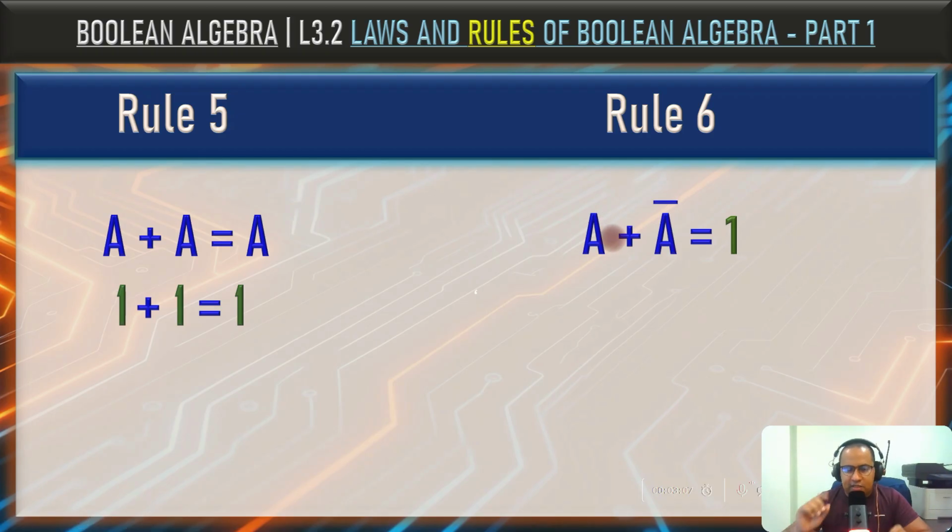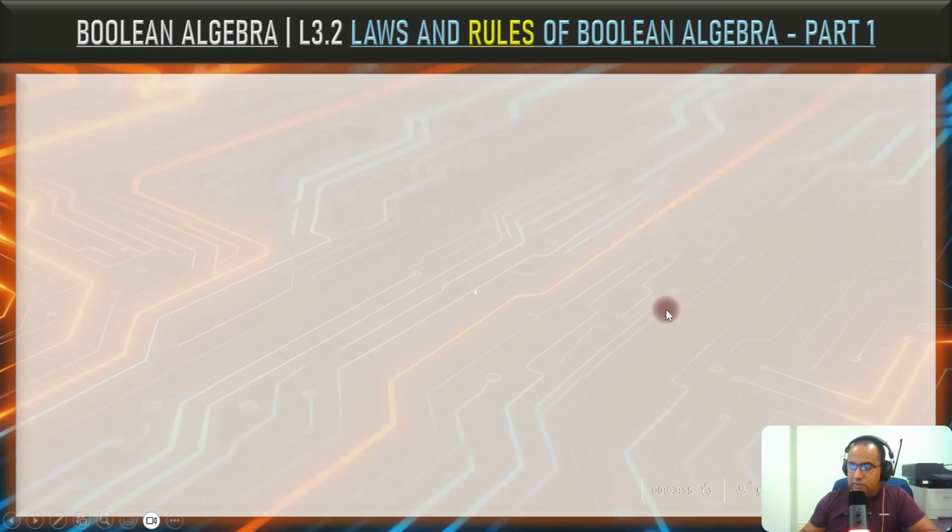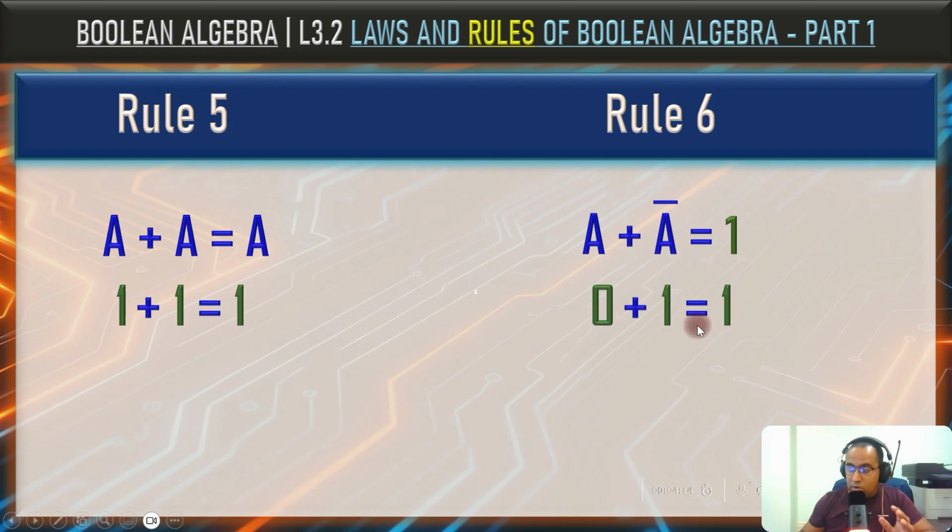Since the OR checks if at least one input is equal to 1, combining a value with its opposite will always produce 1. Let's confirm. If A is 1, plus its complement, that is 1 plus 0, is equal to 1. And if A is 0, so 0 added to its complement, that is 0 plus 1, results in an output 1. In both cases, the result is 1. So, rule 6 is verified.